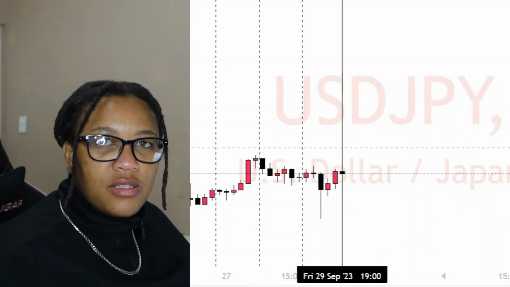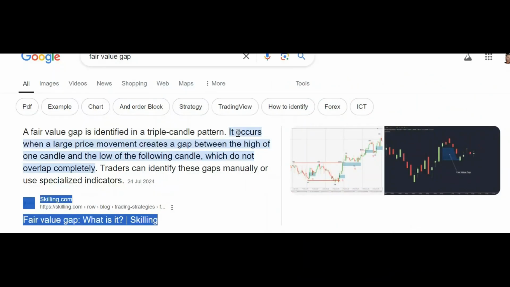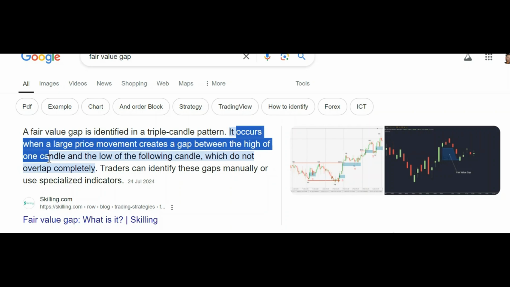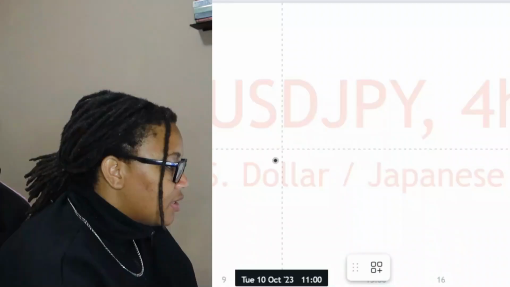Before we start, I want us to define in words what a fair value gap is. Fair value gaps occur when a large price movement creates a gap between the high of one candle and the low of the following candle, which do not overlap completely. I want to show you guys a visual representation of this.